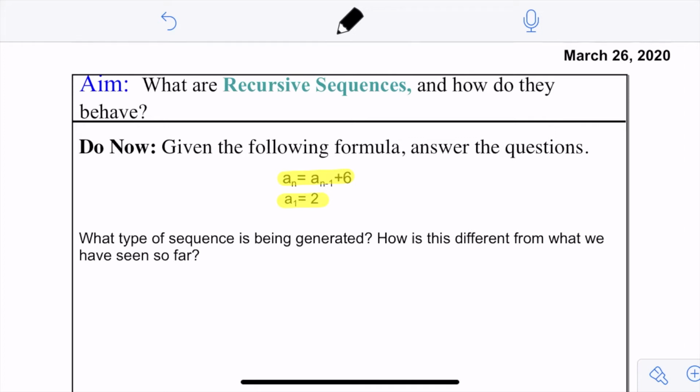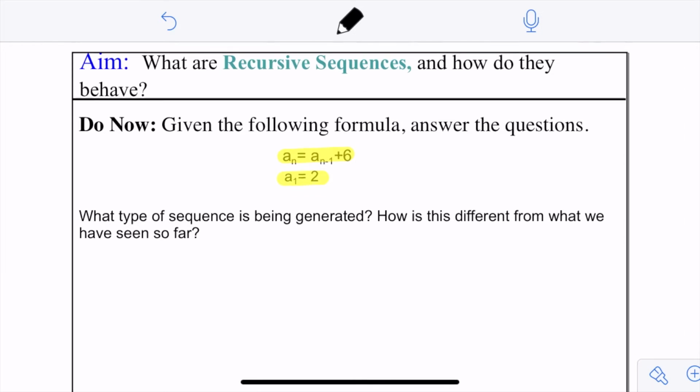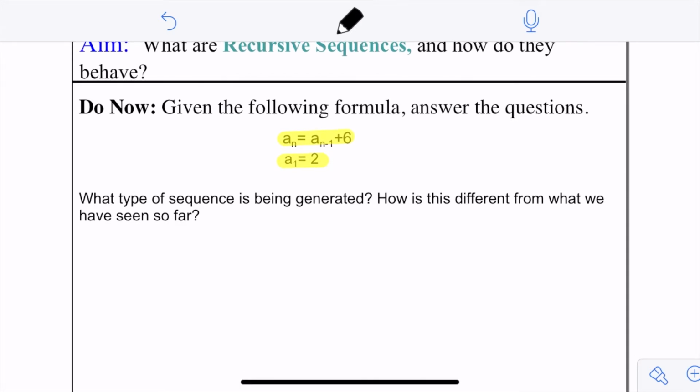Hey guys, so the aim for today's lesson is: what are recursive sequences and how do they behave? So the do now says, given the following formula, answer the questions. I want you guys to pause the video here and answer both these questions shown there.